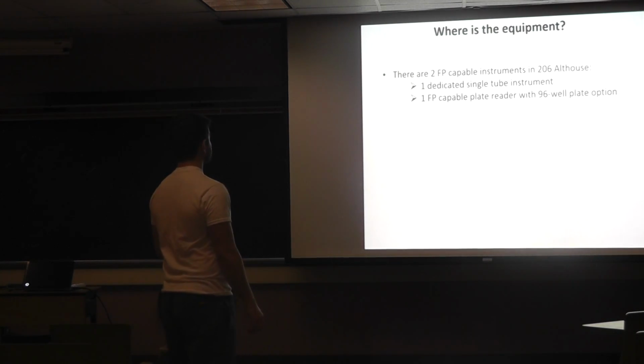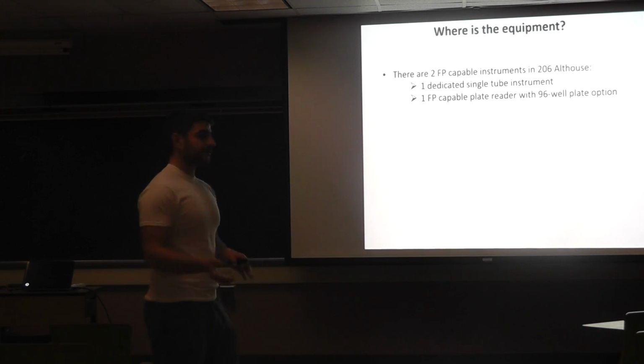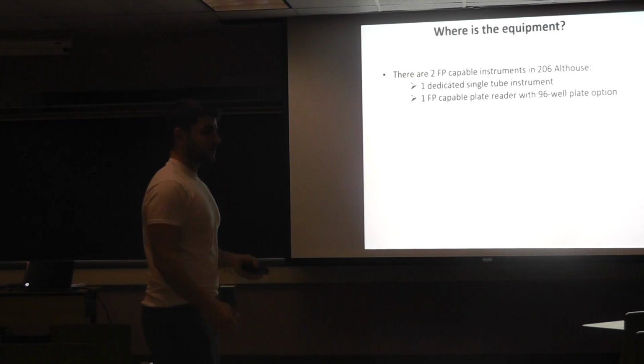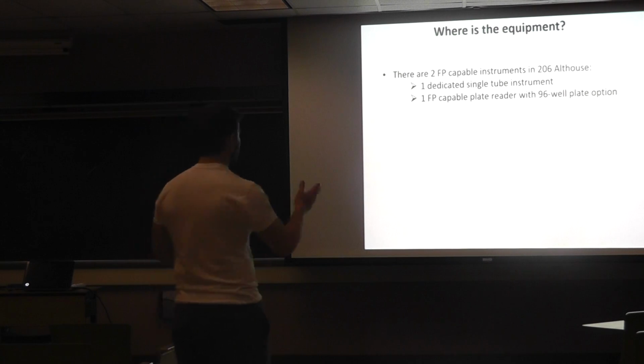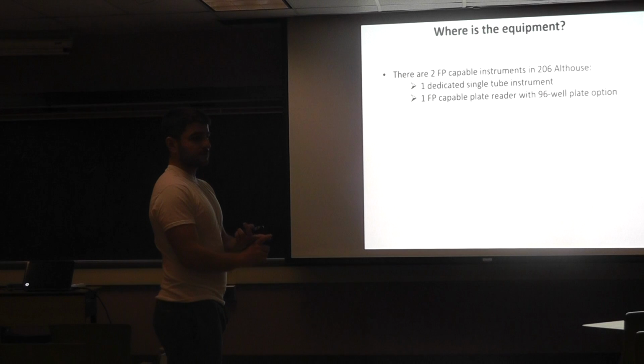All right, where's the equipment? There are two fluorescence polarization capable instruments in 206 that I know of. I don't know if anybody else has one, but if you have one of the plate readers, you probably have fluorescence polarization as well. But we have two in 206. One of them is a dedicated single tube instrument, and that is the one that I'm using.